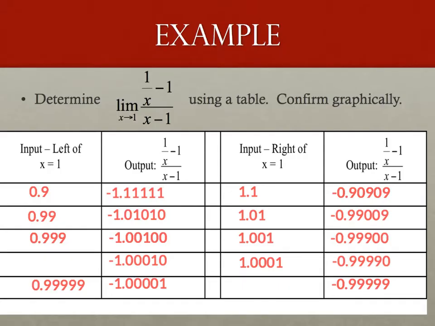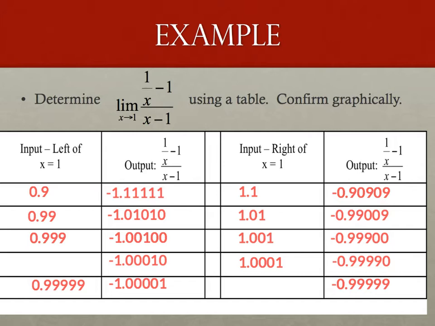So here's our last tabular example. Determine the limit as x approaches 1 of (1/x − 1)/(x − 1) using a table, and then confirm graphically. So just like the others, please pause, fill in the table, and then we'll look at the results. So here's what I came up with.